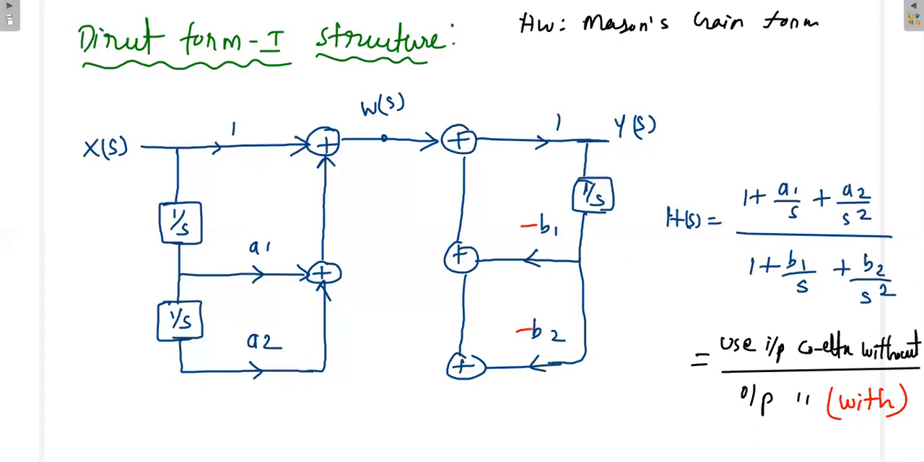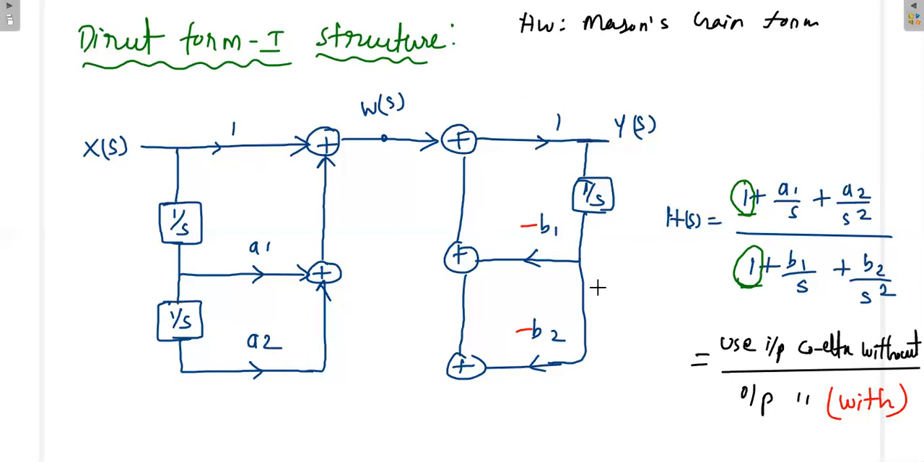And note one thing: this 1 and 1 will always be the same, so don't make any sign changes for these. For both of these ones you should never apply any sign change. The sign change is applicable only for the 1 by s and 1 by s square terms, and further terms if present. So here we have to use sign change for the output coefficients. Now you apply Mason's gain formula, then definitely you will be getting this answer. This is the correct block diagram representation for this equation.